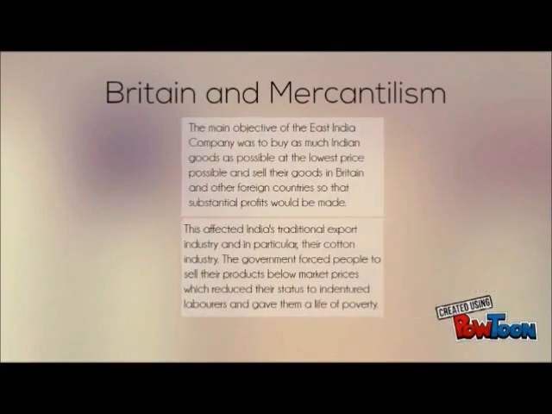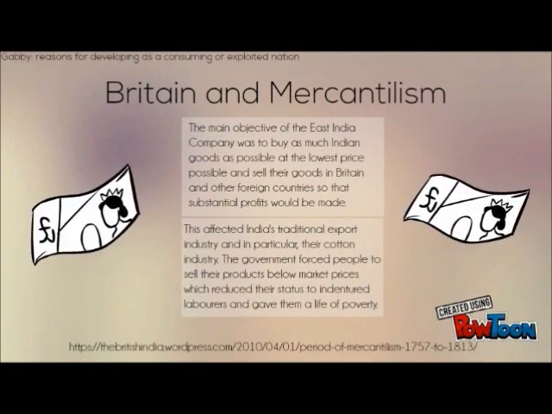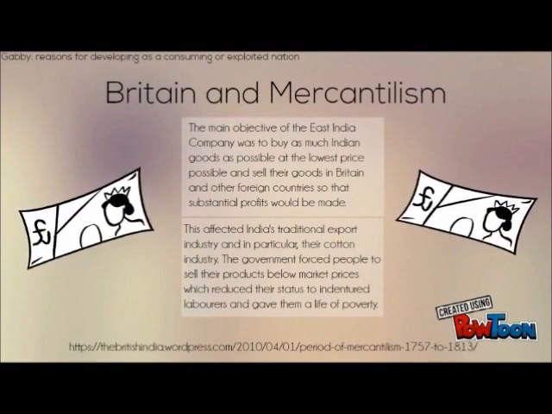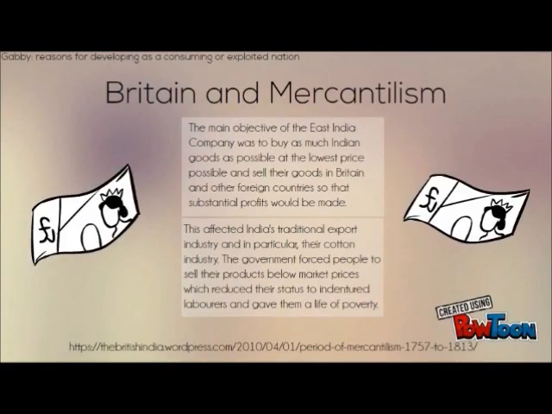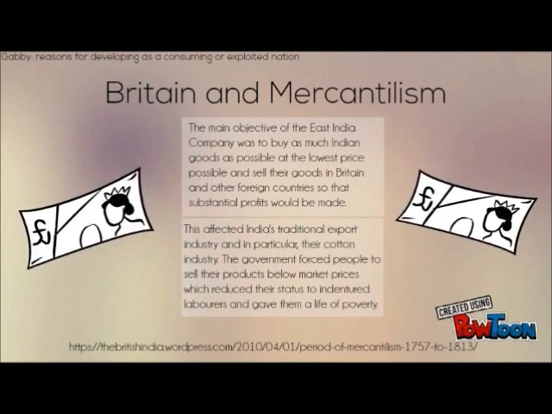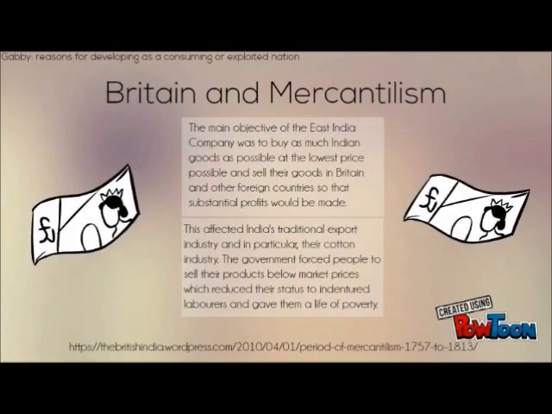The main objective of the East India Company was to buy as much Indian goods as possible at the lowest price possible, and sell their goods in Britain and other foreign countries so that substantial profits would be made. This affected India's traditional export industry, and in particular their cotton industry. The government forced people to sell their products below market prices, which reduced their status to indentured laborers and gave them a life of poverty.